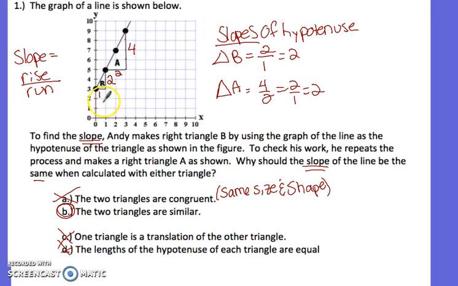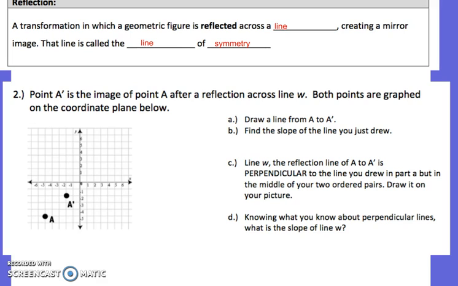If we did base over base, it'd be 1 over 2. Leg over leg equals 2 over 4. And then we could have used the Pythagorean theorem to find the length of the hypotenuse, and they would have all equaled 1/2. So they are similar. A reflection is a transformation in which a geometric figure is reflected across a line, creating a mirror image. That line is called the line of symmetry. I always think about it like the book binding.